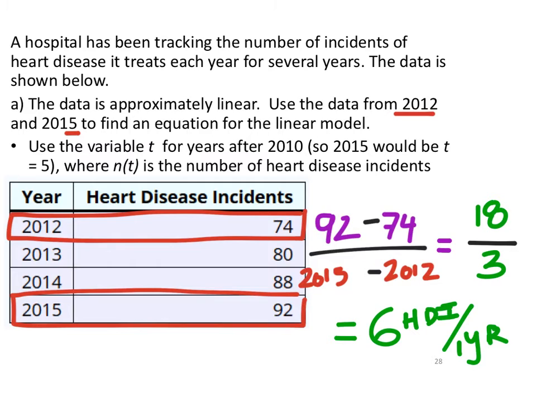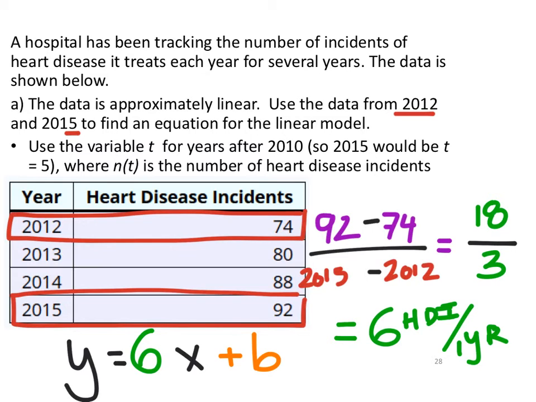Well, why do we need that? It's because it is a slope, right? So the two things we need to write the equation of the linear model are the slope and the y-intercept. And right there, we just found the slope, okay? So in that formula, it's usually y equals mx plus b. Well, we just found m, that's a slope, which is 6. And yes, they said use n of t, and that's fine. We'll change it, but let's figure out what it would be in its basic slope-intercept form first.